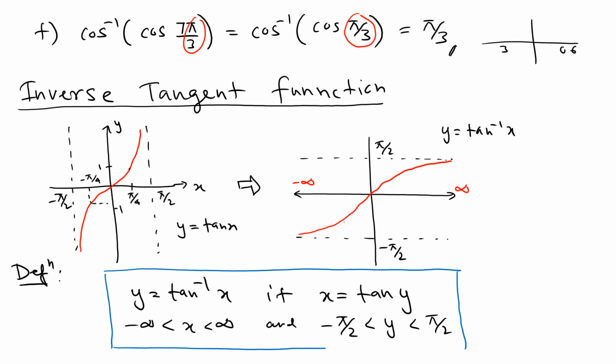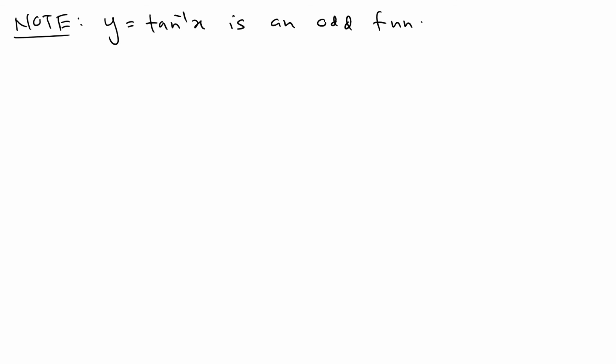So let's look at some problems and how to use this, and also the inverse function property that we can discuss later. We also have a small note about the tan inverse function. As with sine inverse, tan inverse is also an odd function. So y equal tan inverse x is an odd function. This will be very useful when you try to solve certain problems. So let's look at the first one.